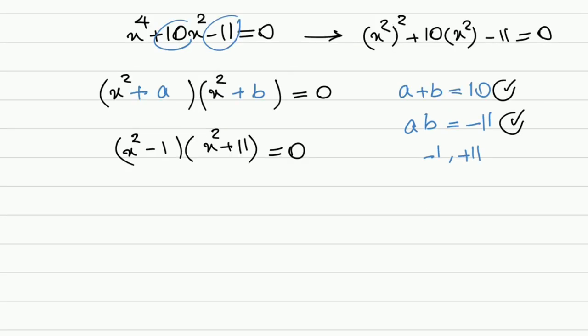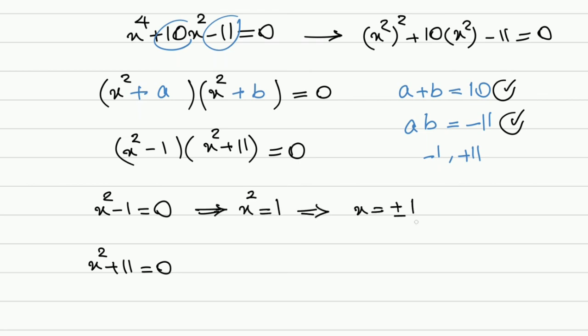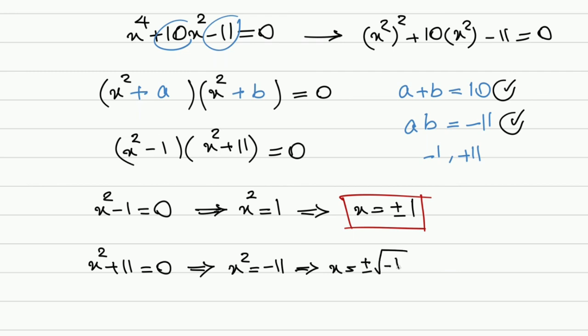So it's either x^2 − 1 = 0 or x^2 + 11 = 0. For the first one, we have x^2 = 1, and that means x is 1 or negative 1. And for the second one, we have x^2 = −11, and that leads us to two complex answers. x is positive or negative square root of negative 11, and we can write it as plus or minus square root of 11 times i. And what is i? Square root of negative 1. And these are two complex answers for this equation.